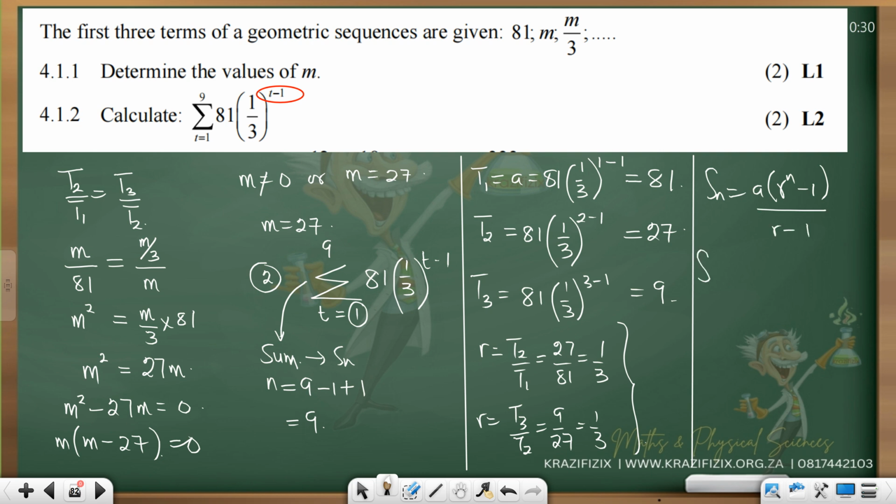S, how many terms are we dealing with? Did we calculate? Top minus bottom plus 1. We're dealing with 9 terms, right? Remember? S9. What is our a? 81. What is our r? 1 over 3 to the power 9 minus 1 over. Somebody please help me there. Then I'll show you something very, very crucial. Give me an answer there.